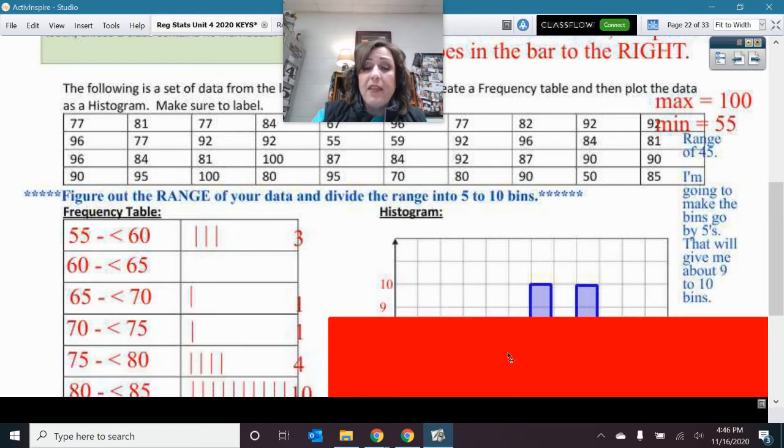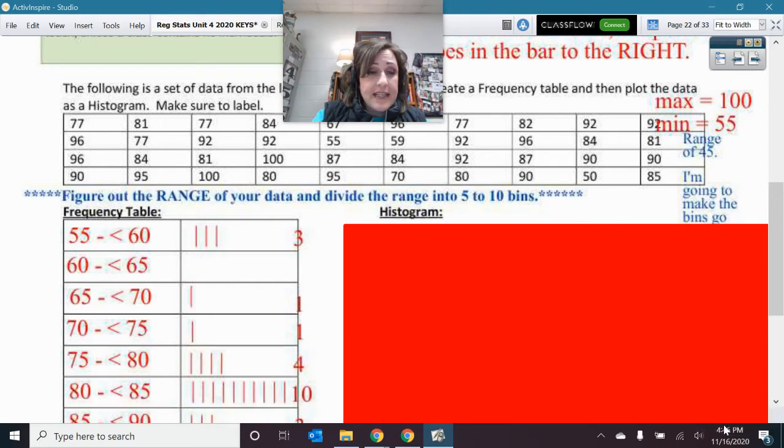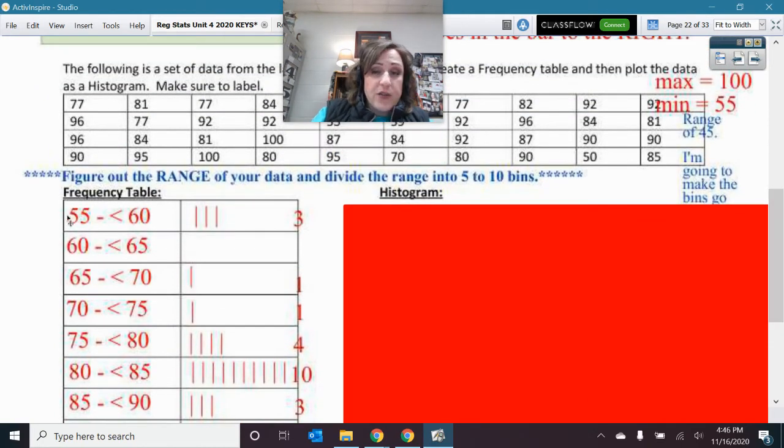So with that, I came over here and made this frequency table. So here's a frequency table. I'm going to do this: 55 to 60.